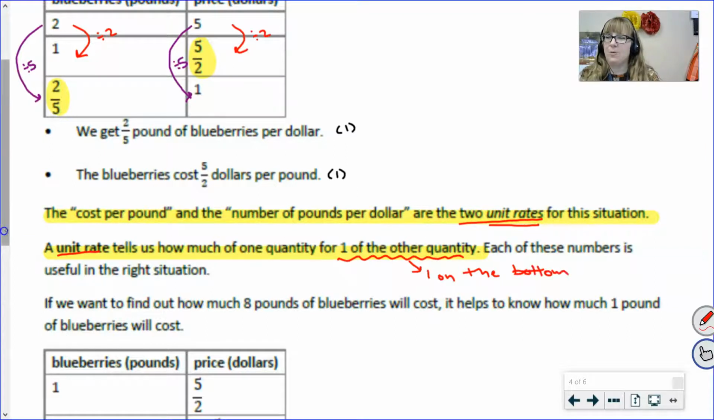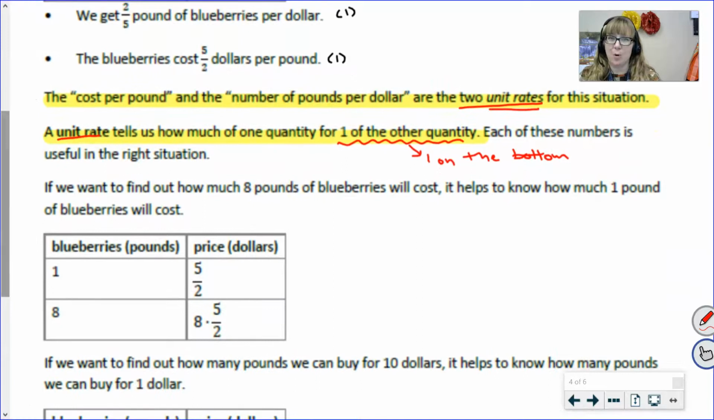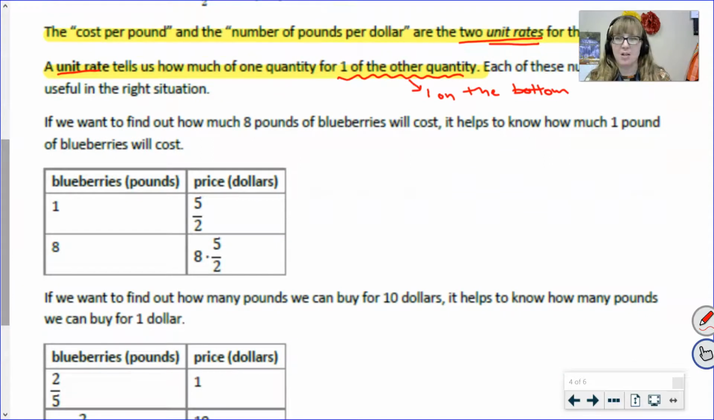And why is it so helpful to know the unit rate, or the price per 1 or the number of pounds per $1? It's because I can change that 1 into any other number. So what if I wanted to know how much 8 pounds are going to cost? Well, if I start here at the 1, we can say, hey, I know how to change a 1 into an 8. We multiply that by 8, which means this is also going to be multiplied by 8. You can see that here, 5/2 multiplied by 8 is 8 times 5/2.